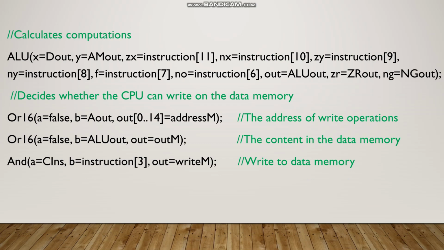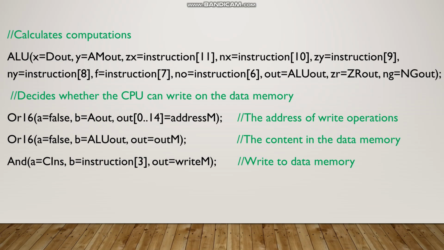Next up is the ALU gate. The ALU computes a function on two inputs, which in this case would be the value that is stored in the D register and the value of either the A or M register, and then generates outputs. It consists of input control bits such as ZX, NX, ZY, NY, F, and NO, which indicate which function is computed on the two inputs to produce the output, whereas the output control bits such as ZR and NG determine the properties of the result.